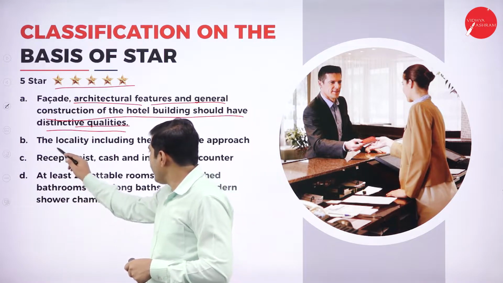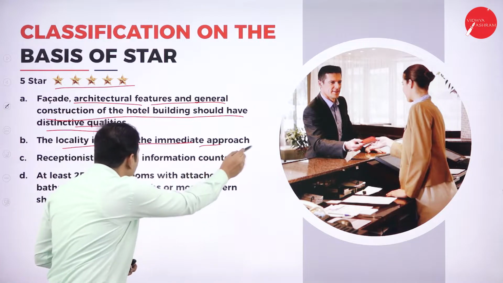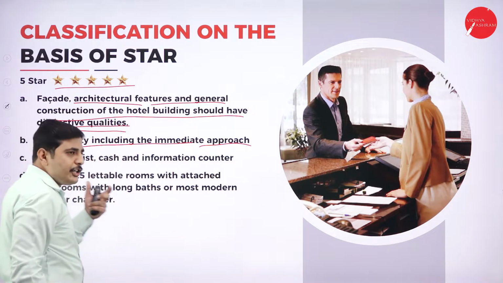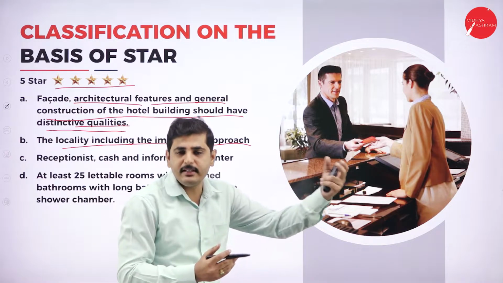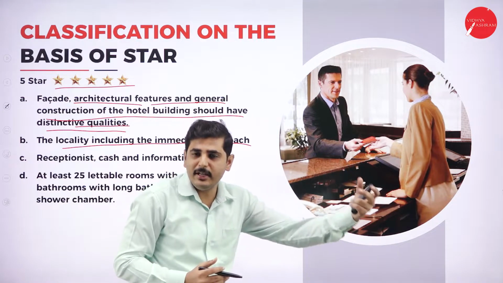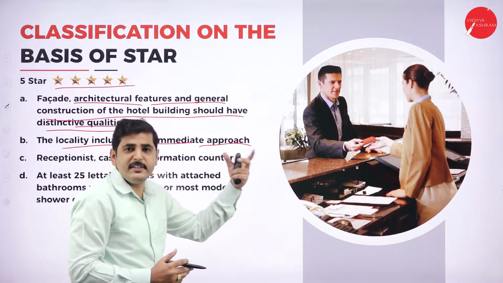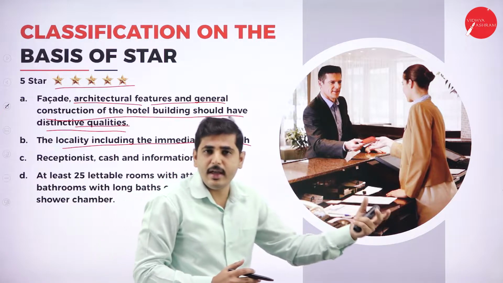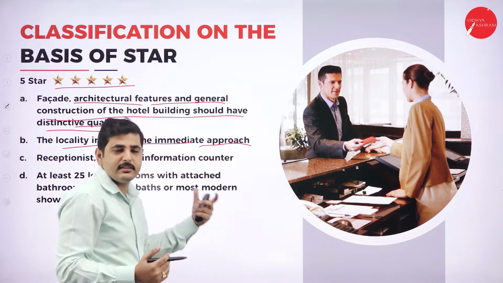Next one, the locality including the immediate approach. Immediate approach means what? For example, an airport. If there is an airport, it should be available immediately in that locality where we construct this type of hotels. It may be the city center, nearby the airport, nearby the tourist spot. Like that, we can find this type of hotels.